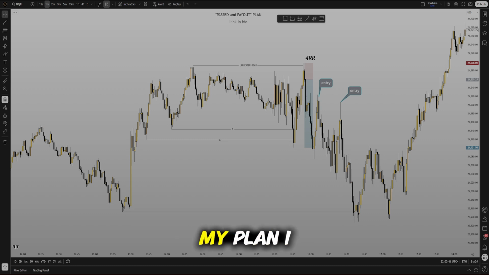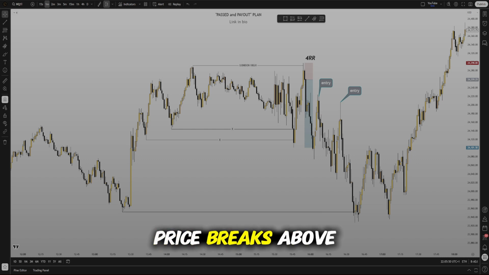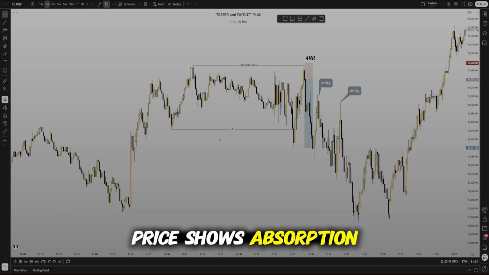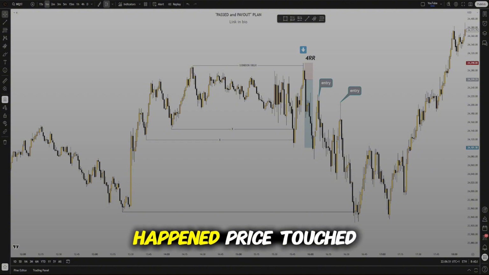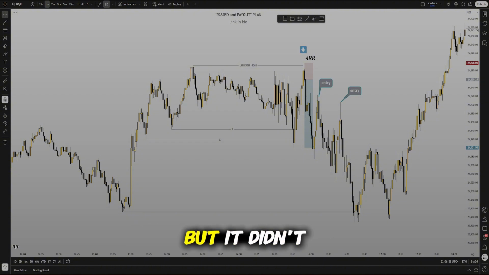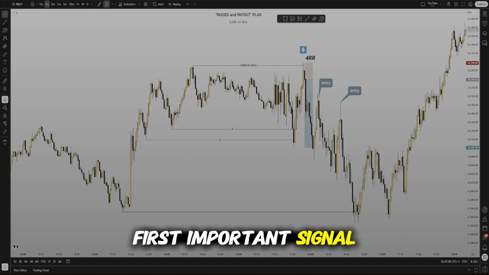So what was my plan? I marked the London high because I wanted to see how price reacts at that level. Two scenarios: price breaks above the London high with momentum and creates a new high, or price shows absorption or rejection at the London high, and then I look for a short entry. And here's what happened. Price touched the London high, but it didn't close above it. The next 1 minute candle closed bearish. That was the first important signal.